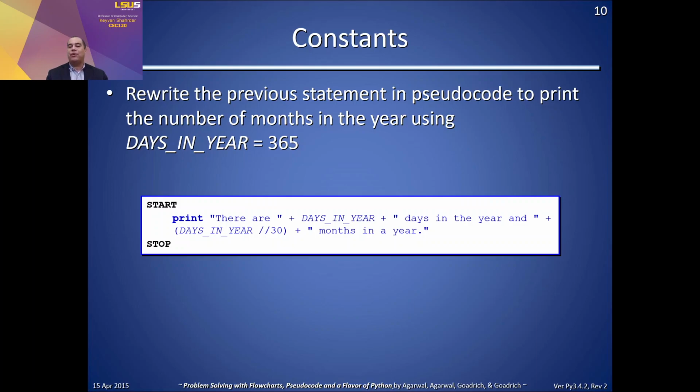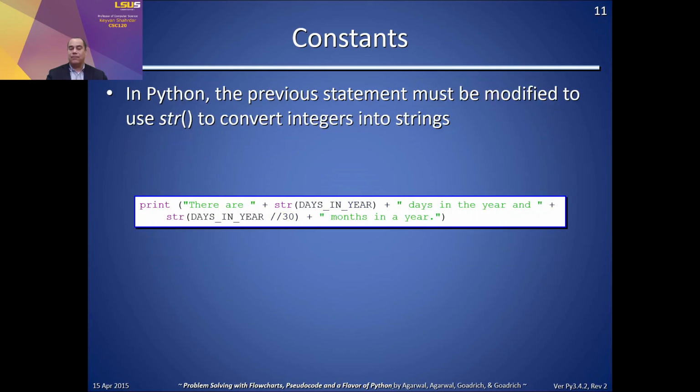So you can rewrite the previous statement in pseudocode to print the number of months in a year using DAYS_IN_YEAR equals 365. So print there are, DAYS_IN_YEAR, plus days in a year and DAYS_IN_YEAR integer division 30 plus months in a year. So that would give you, there are 365 days in a year and 12 months in a year.